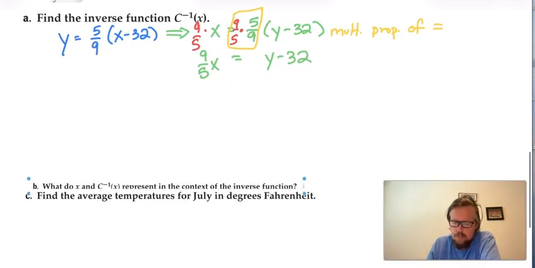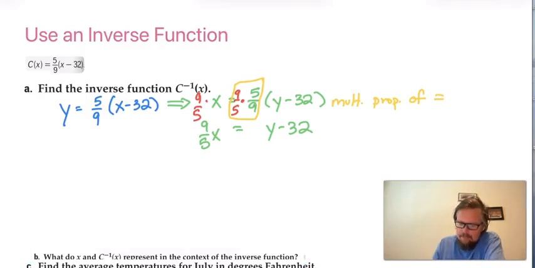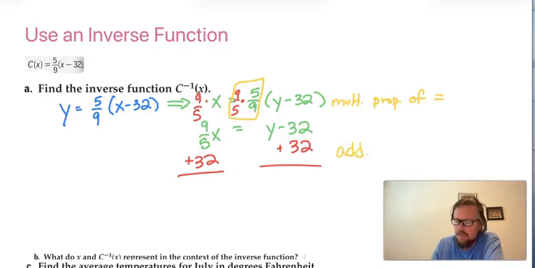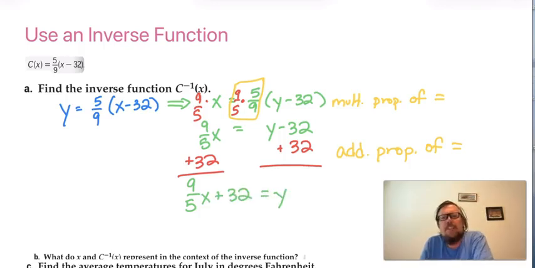Let's move this down a little bit so we got some room to work. Now we just have to add 32. So let's do that next. Let's add 32. That's the addition property of equality. If we did the distributive property instead, we would still get the same answer. We would just have to do 5/9 times y and 5/9 times 32. And that would add, number one, some extra work for us. And number two, we'd have to deal with fractions, and who wants to do that? So the equation we came up with is y equals 9/5 x plus 32.